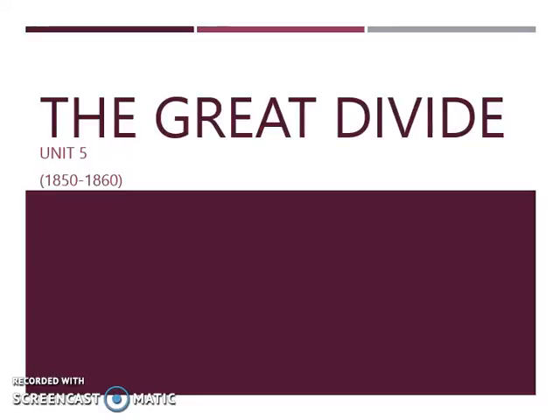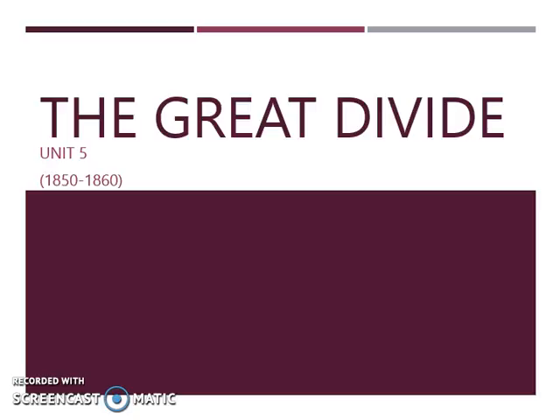Alright, so now we're going to get started with our 5th unit. And Unit 5 is all about the causes and leading up to the Civil War. So that's why this unit isn't very long. It pretty much just covers the 10 years right before the Civil War breaks out. So we're just going to be discussing all of the immediate causes and how we eventually get to secession and Civil War. So this unit goes from 1850 to 1860.